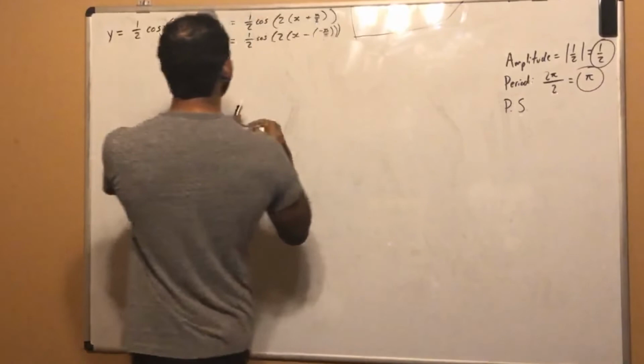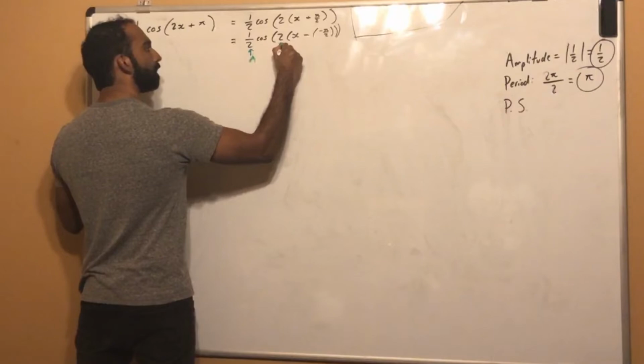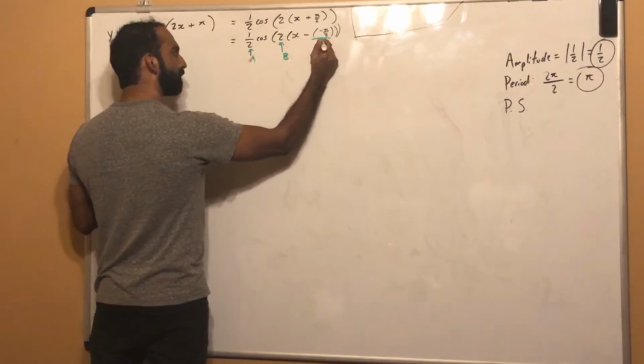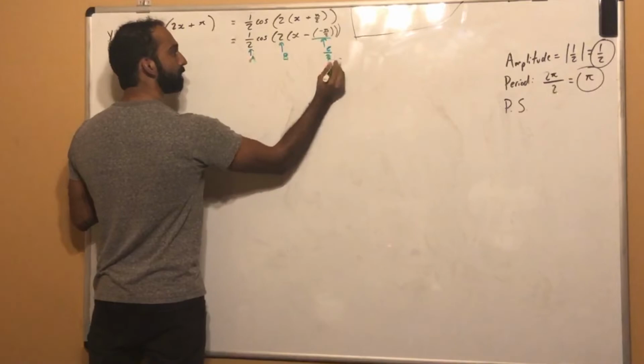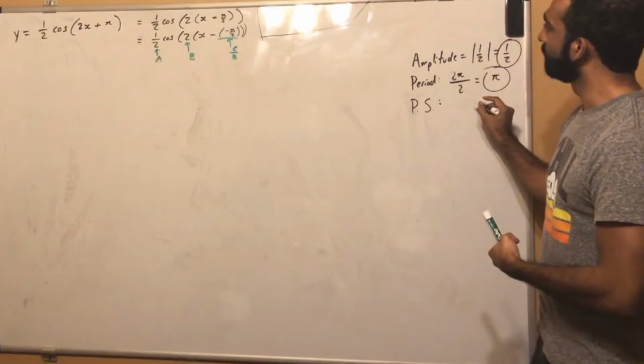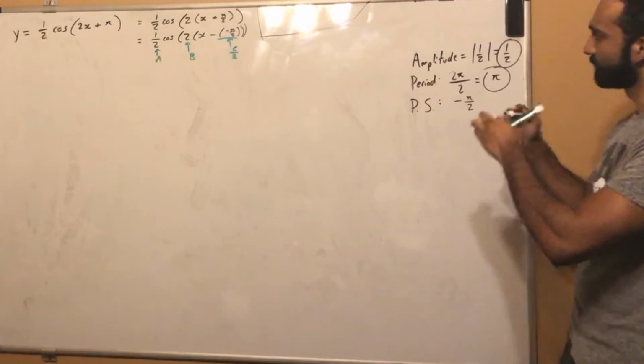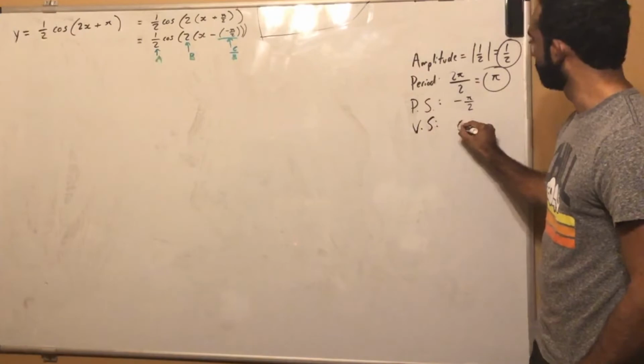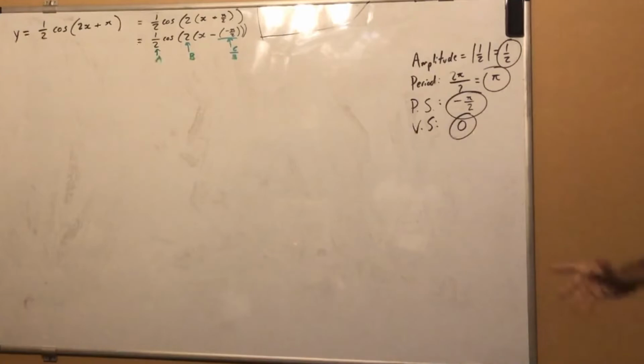Well, there's my a. There's my b. What did this come out to be? How do we label that at the beginning? C over b. Yes, c over b. And c over b is my what? Phase shift. Exactly. So nice. Negative pi over 2. That's my phase shift. All right, and vertical shift, we have no d value. So no. All right, so that's it for the computations for those 4 things.